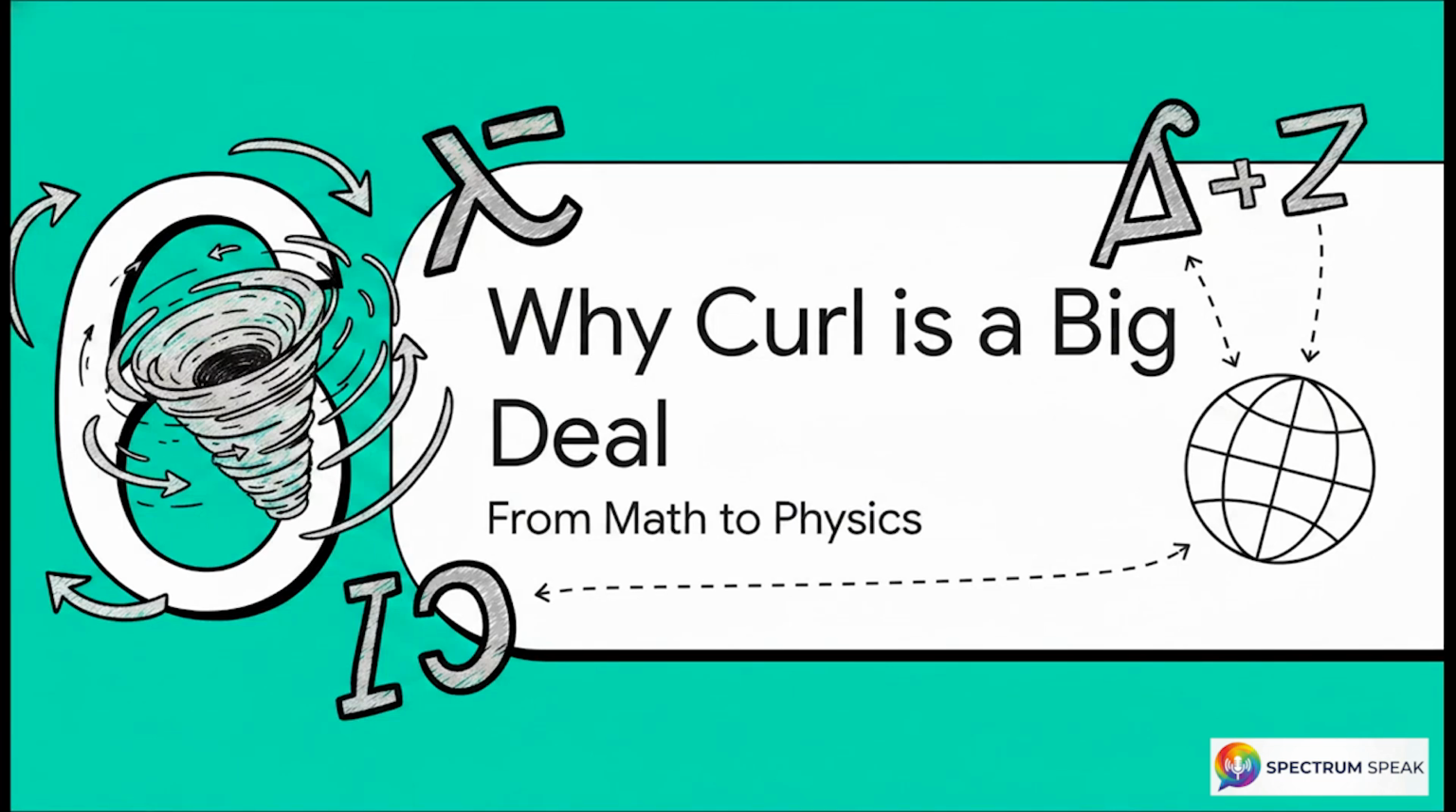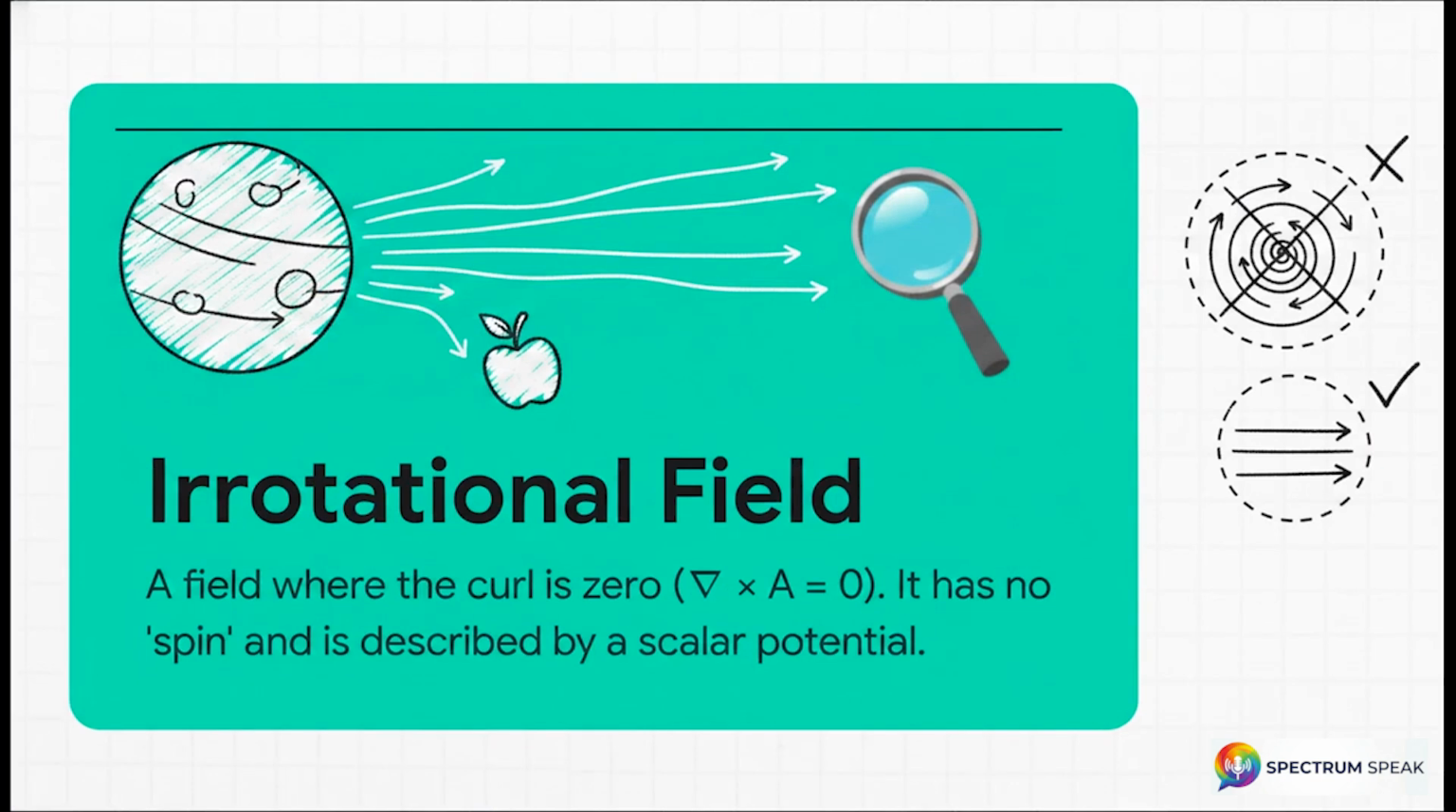Why do we care so much about curl? Well, this isn't just some abstract math problem. Curl is absolutely fundamental to how we describe the physical world around us. Now, when a vector field has zero curl everywhere, we give it a special name. We call it an irrotational or conservative field. And these fields are special because there are no swirls or vortices anywhere in them. This little property means we can describe them with a much simpler scalar potential field, which makes solving problems way easier. The classic example is a static gravitational field.